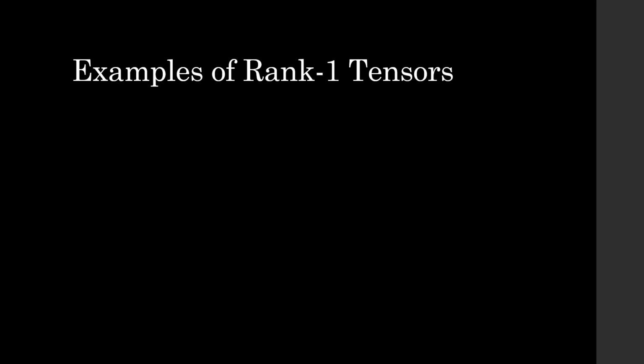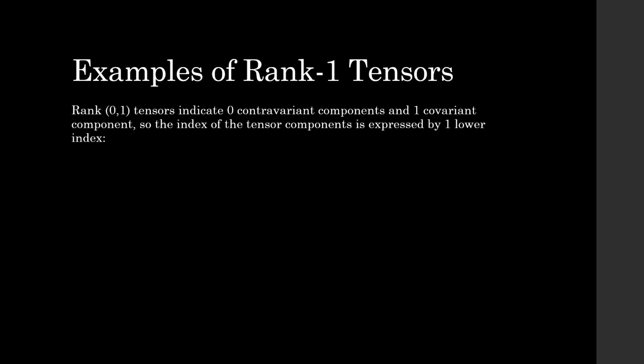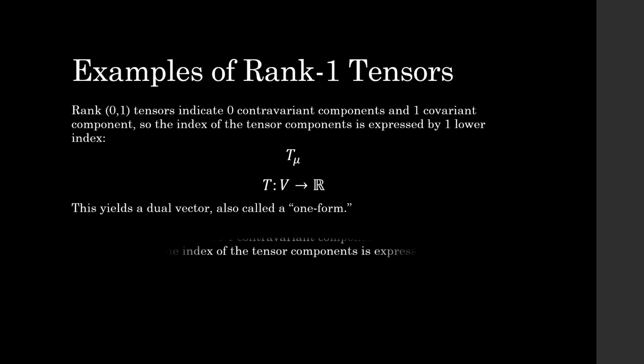Examples of rank 1 tensors are given by the following. There are 2 of them. We have, for one here, rank 0,1 tensors, indicated by 0 contravariant components and 1 covariant component. So then we just have a single index expressed by 1 lower index. So T sub mu. This is just a simple linear map that maps the vector space to the reals. This yields a dual vector, also called a 1-form.